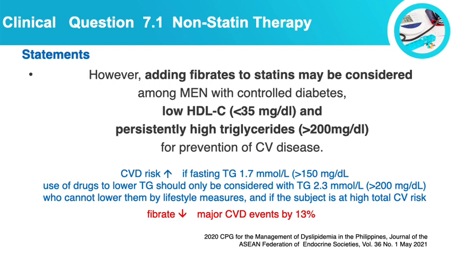It is noted that there is increased cardiovascular risk if fasting triglyceride is 1.7 millimoles per liter or 150 mg per deciliter. The use of drugs to lower triglyceride should only be considered with triglyceride of 2.3 millimoles per liter or more than 200 mg per deciliter, among patients who cannot lower triglyceride levels by lifestyle measures alone, and if the subject is at high total cardiovascular risk, since fibrates are known to decrease major cardiovascular events by 13%.